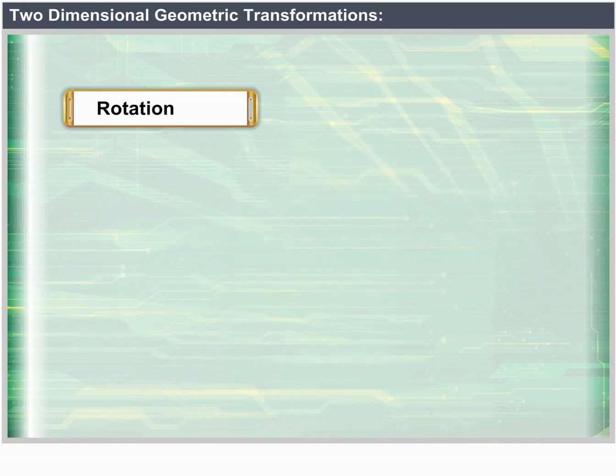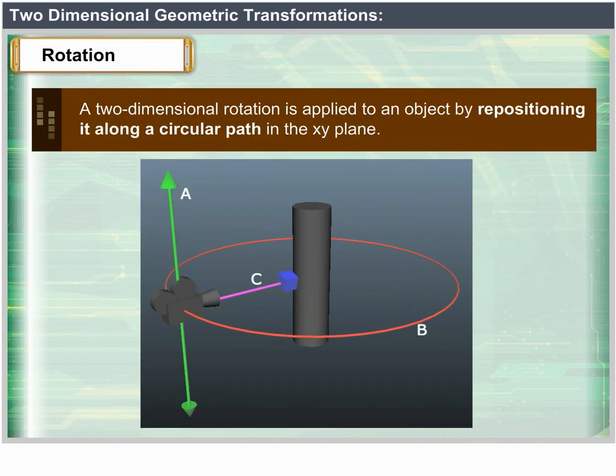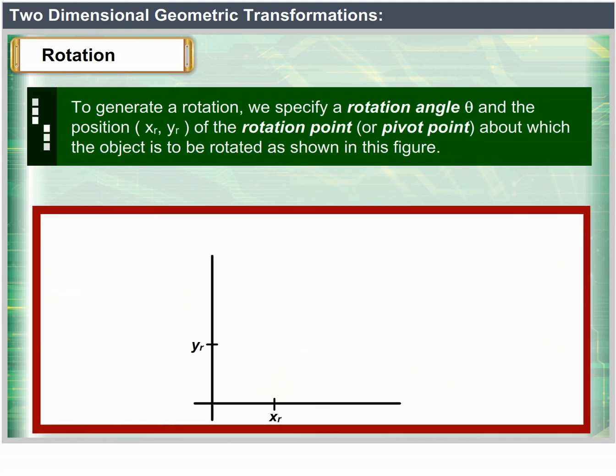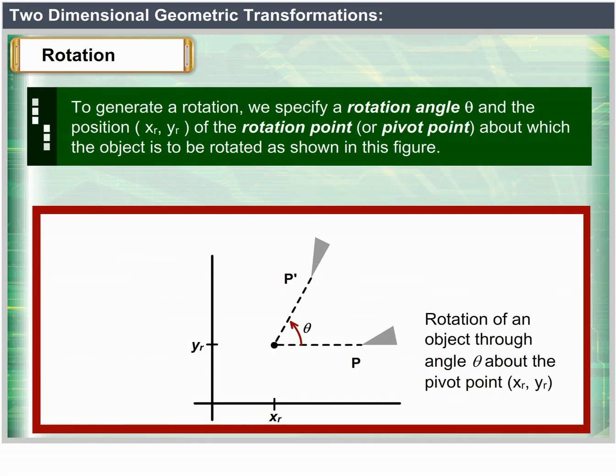Rotation. A two-dimensional rotation is applied to an object by repositioning it along a circular path in the xy plane. To generate a rotation, we specify a rotation angle theta and the position xr, yr of the rotation point or pivot point about which the object is to be rotated, as shown in this figure.